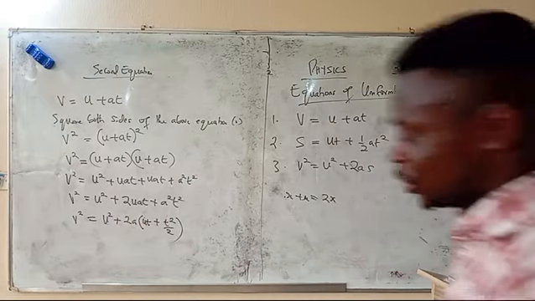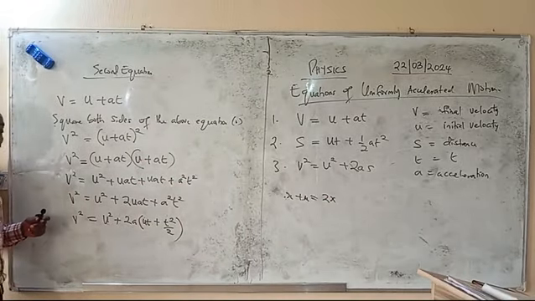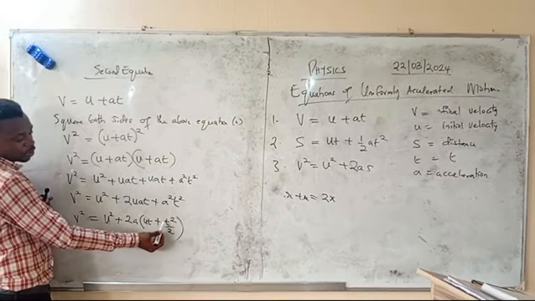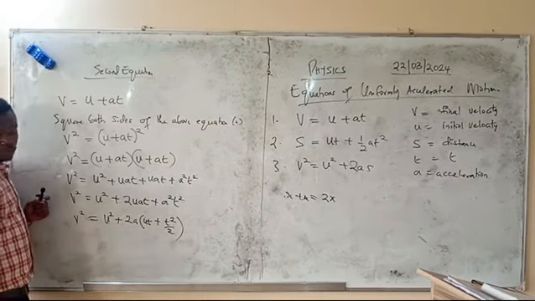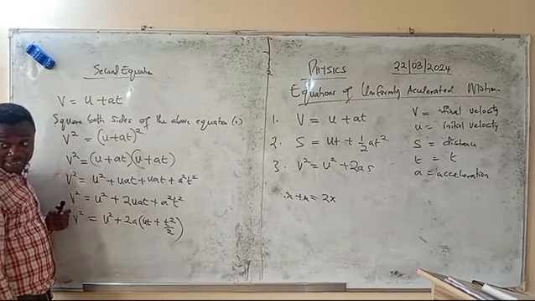I'm proving the second equation, the third equation, but no problem. Are you following? Here is 2a plus ut plus what? T square over what? 2. It's confusing, right?